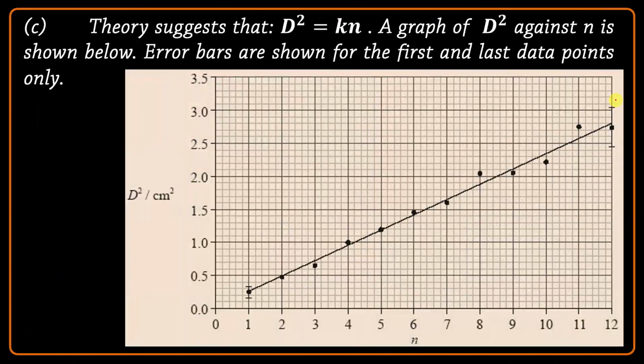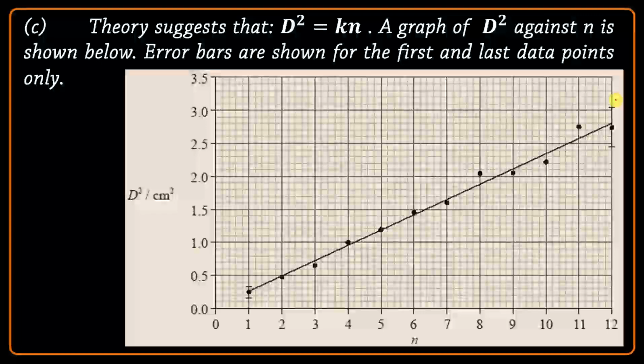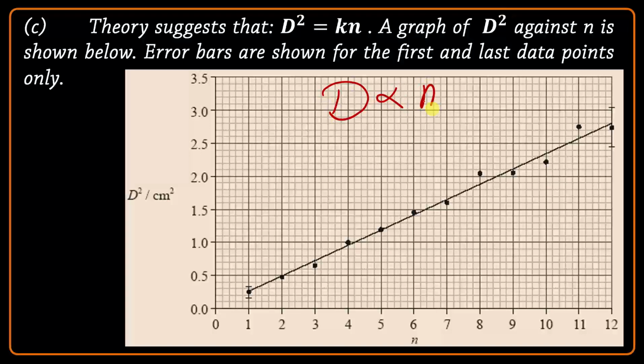Part C. Theory suggests that d squared is equal to kn. Sorry, d squared is proportional to n. k is a constant. A graph of d squared against n is shown below. Error bars are shown for the first and the last data points. Here for the first and here for the last data point, I have vertical error bars, but I don't have any for the other data points given.